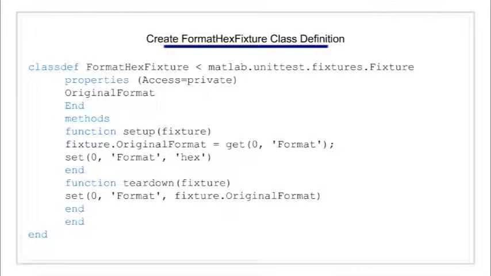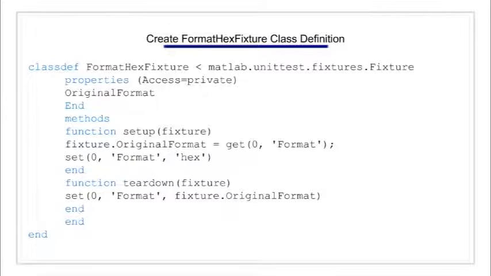The first step is to create a format hex fixture class definition. In a file in my working folder, I have created a new class, format hex fixture, that inherits from the Matlab unit test fixtures fixture class. Since we want the fixture to restore the pre-test state of the Matlab display format, I have created an original format property to keep track of the original display format.